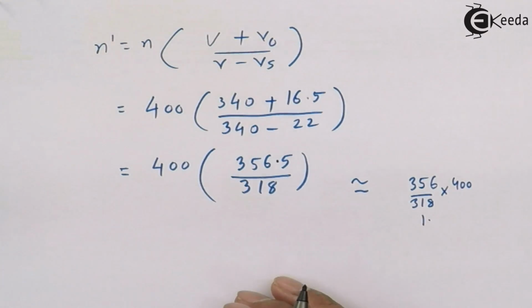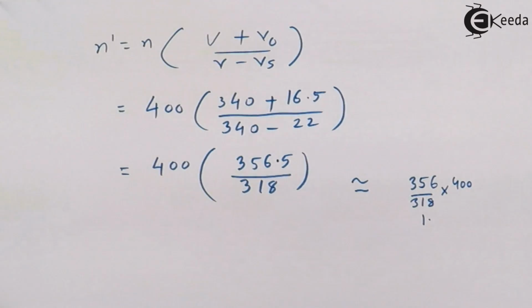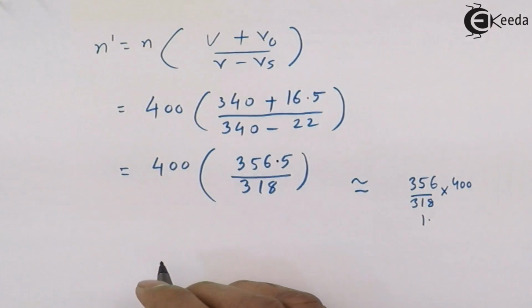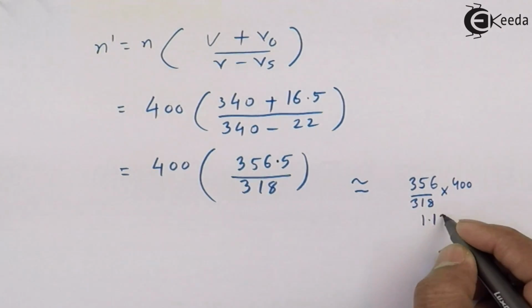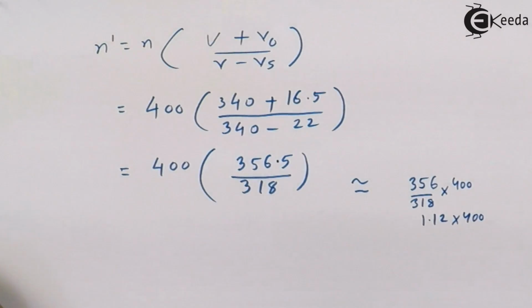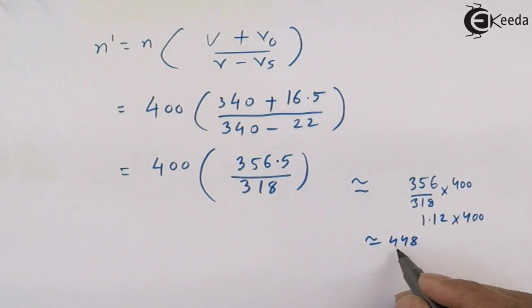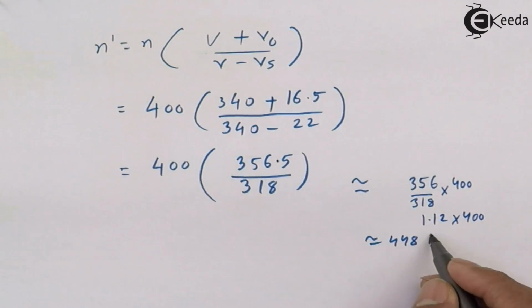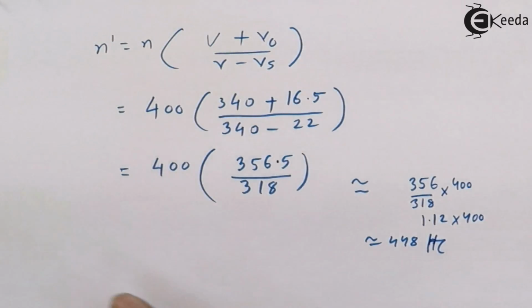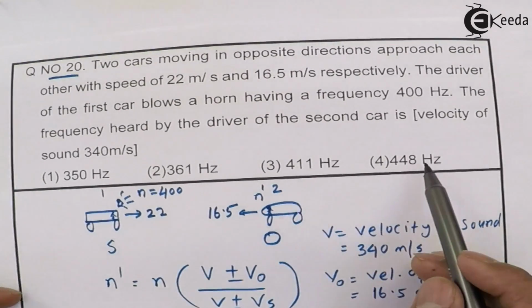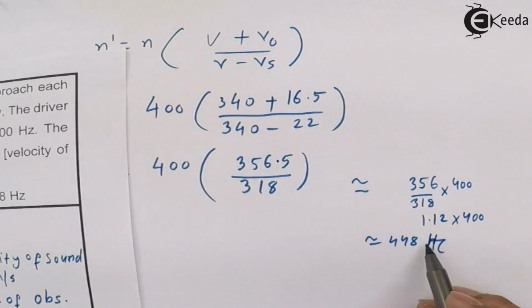356 divided by 318, I'll just use the calculator. I'm getting 1.11. I'll approximate it to 1.12 multiplied by 400. I'm getting approximately 448 hertz. So you can see that I'm getting 448; it is actually 447 point something, that is 448.